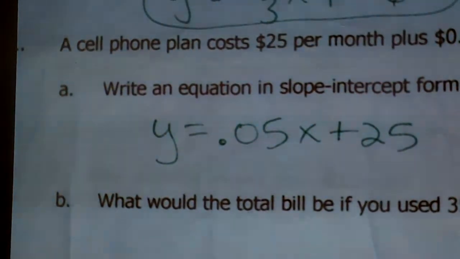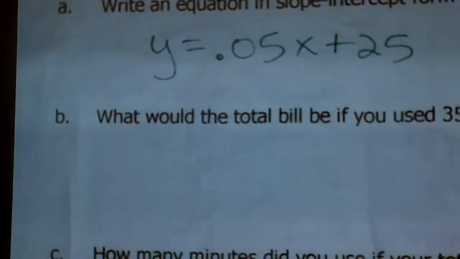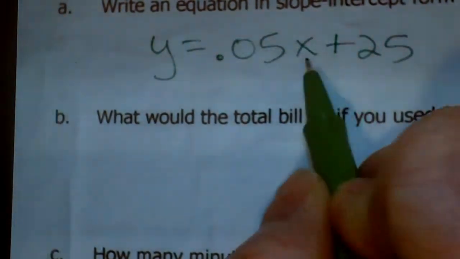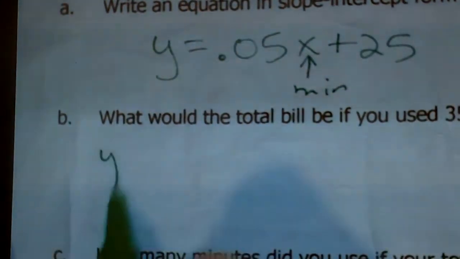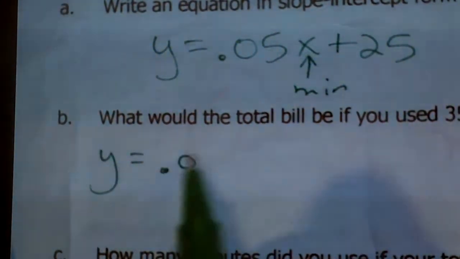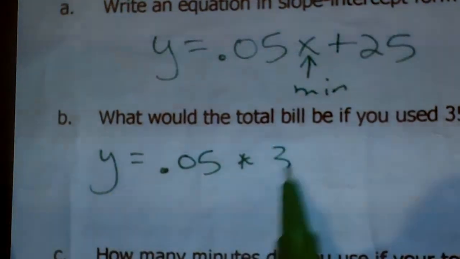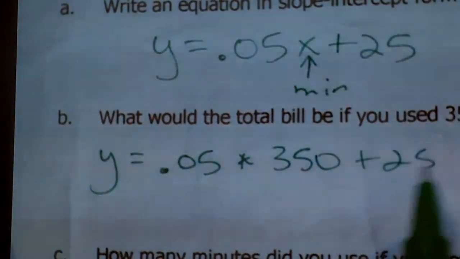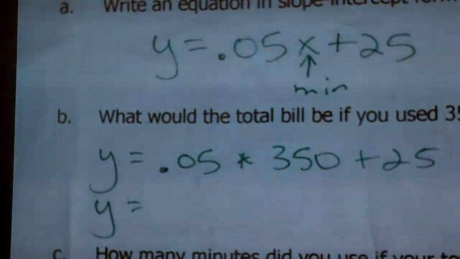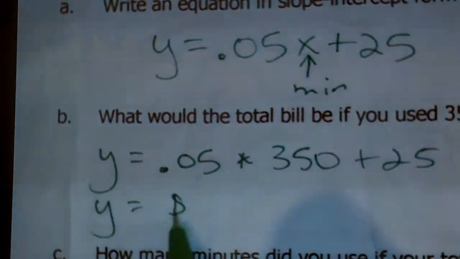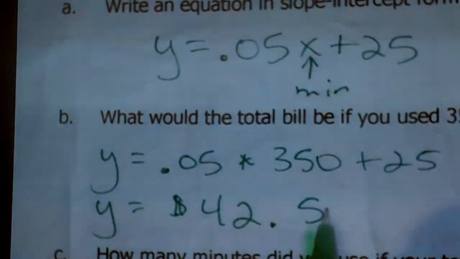Okay, letter B, I ask you, what would the total bill be if you use 350 minutes? Well, if you recall, the x represents the minutes, right? So if you use 350, all you have to do is say, okay, well, y is equal to 5 cents times 350 minutes plus the $25 startup fee. So type it in your calculator, or do it the long way if you want. That would be great fun. So 0.05 times 350 plus 25, you should have a total of $42.50.